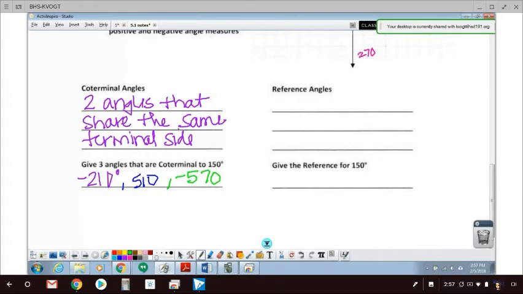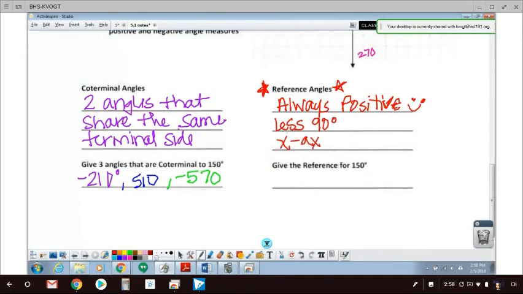So here's something really big. Here's a big deal: reference angle. This is something we're going to use for the rest of the semester. So there are 3 things that a reference angle is. It's always positive. It's very happy. Okay, always positive. It is less than 90 degrees. And it is made with the x-axis.